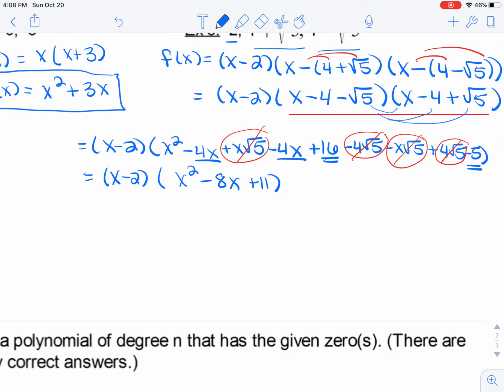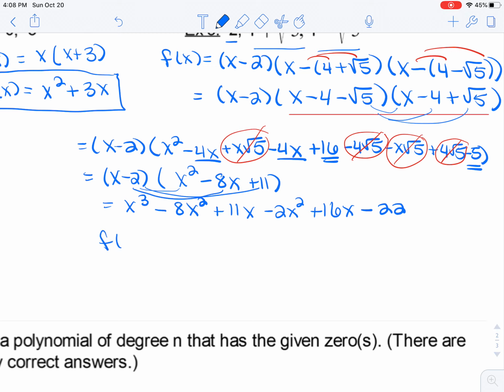So the last thing would be to multiply that by x minus 2. So x times x squared would give me x cubed. X times negative 8x would be negative 8x squared. X times 11 would be plus 11x. And then distribute negative 2 to each part. So negative 2 times x squared is negative 2x squared. Negative 2 times negative 8 would be plus 16x. And negative 2 times 11 would be negative 22.